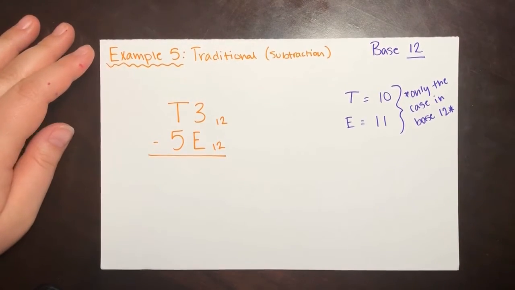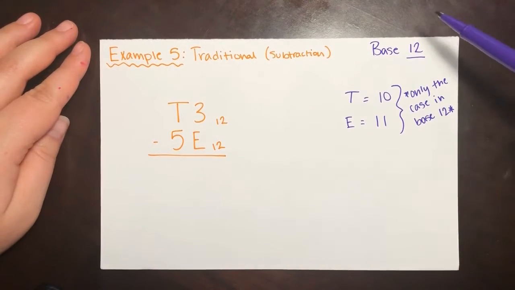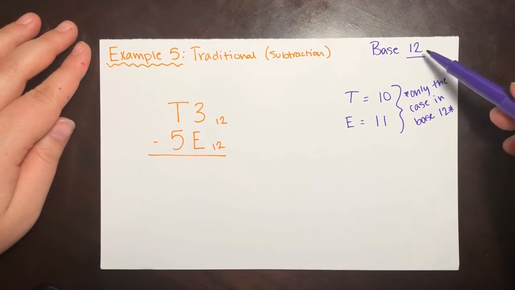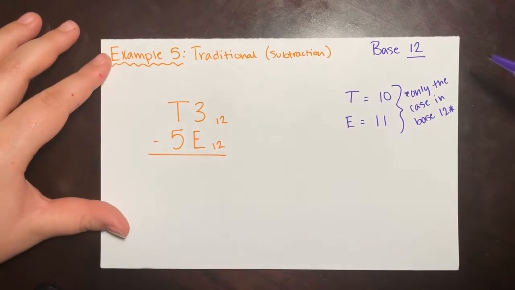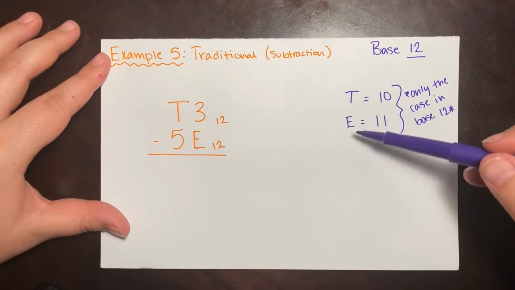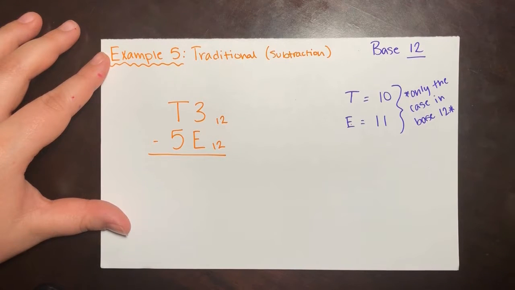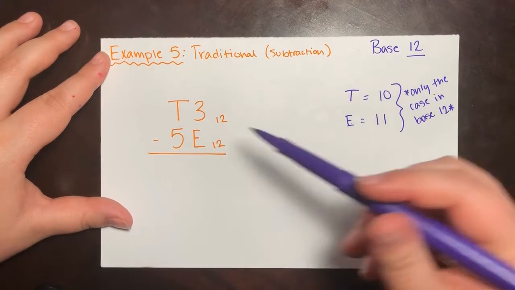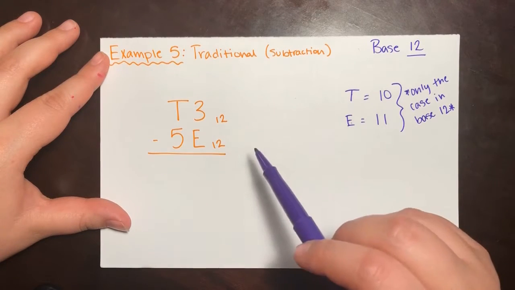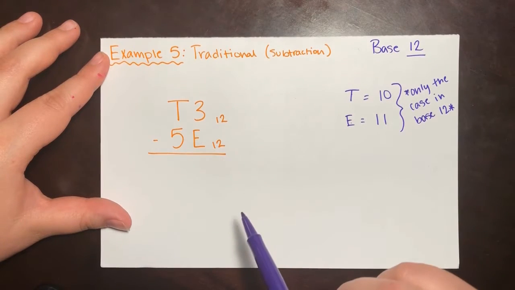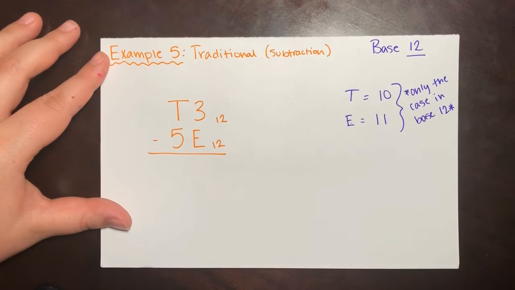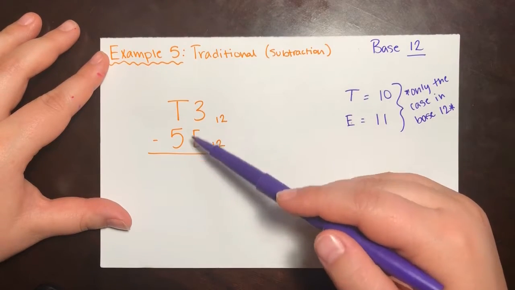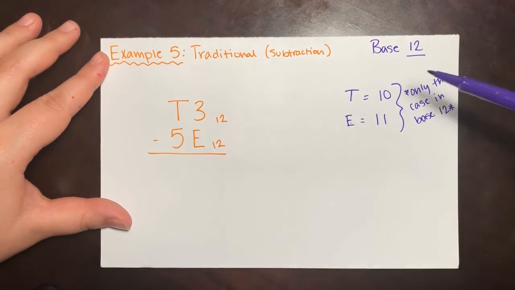So for our last example, we're going to go the traditional route again, but with subtraction. And this time we're using base 12. So remember, T equals 10 and E equals 11 in base 12. So our question is T3 in base 12 minus 5E in base 12. And this one's a little bit tricky because we can't take 11 away from 3, right?